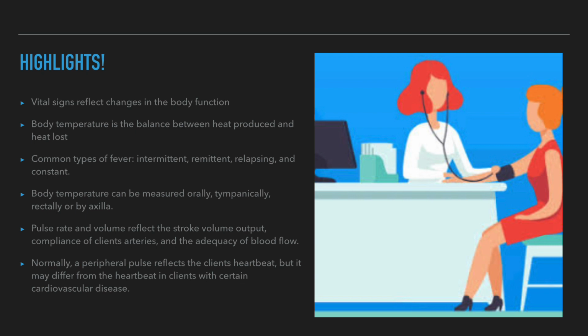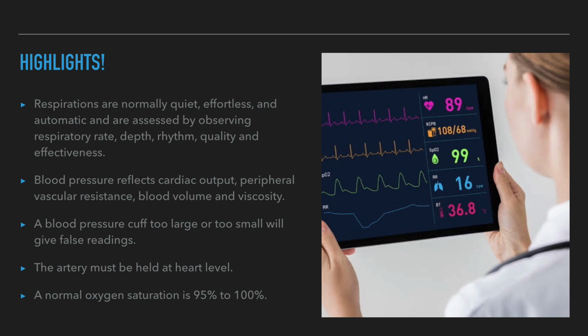Pulse rate and volume reflect the stroke volume output, compliance of the client's arteries, and the adequacy of blood flow. Normally, a peripheral pulse reflects the client's heartbeat, but it may differ from the heartbeat in clients with certain cardiovascular disease. In these instances, the nurse takes an apical pulse and compares it to the peripheral pulse. Respirations are normally quiet, effortless, and automatic and are assessed by observing respiratory rate, depth, rhythm, quality and effectiveness.